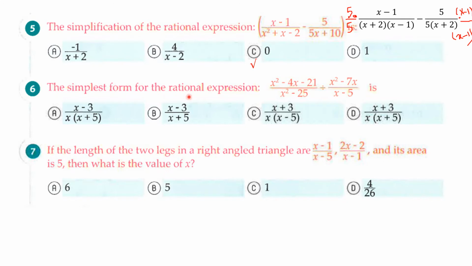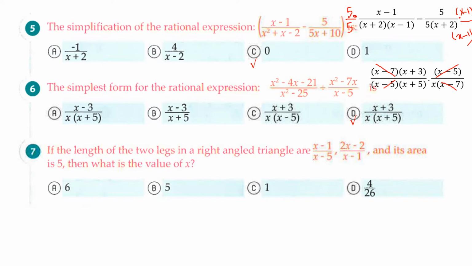The simplest form of the rational expression: here it's a division, so obviously I have to change it to a multiplication and factor. The factoring of this is x minus 7 times x plus 3. This is a difference of squares, x minus 5 times x plus 5. I'm going to flip those and take x as a common factor from the denominator. And then, let's see, I'm going to cancel this with this, and I'm going to cancel that with that. And what I am left with is D. Okay?